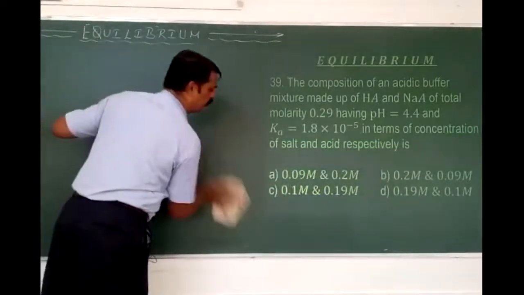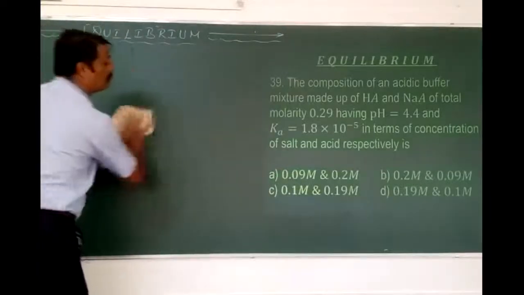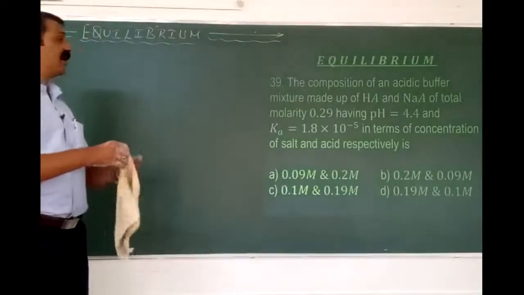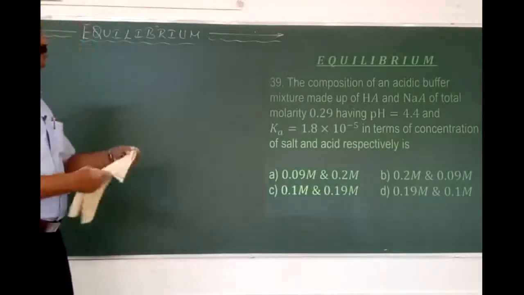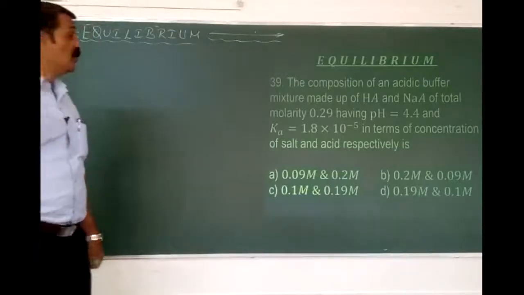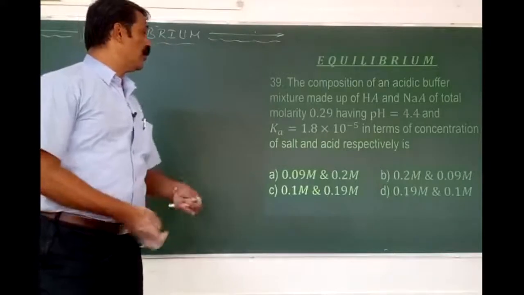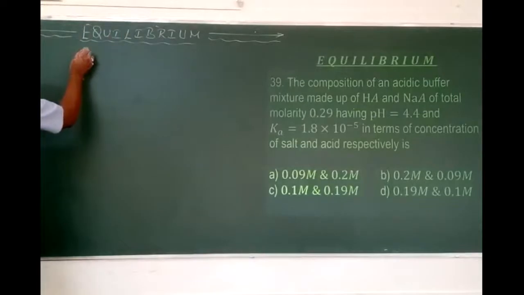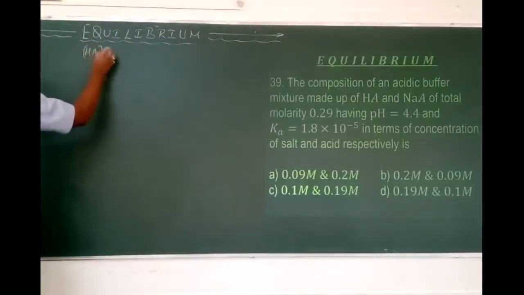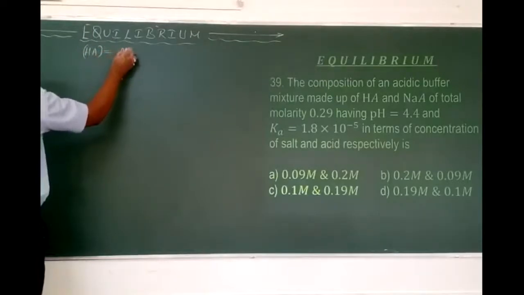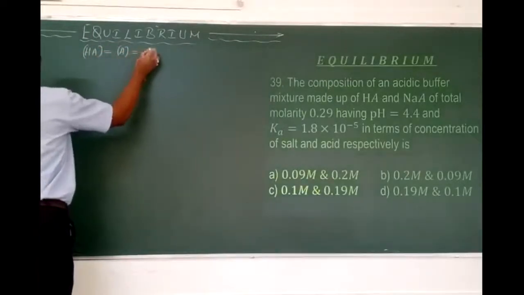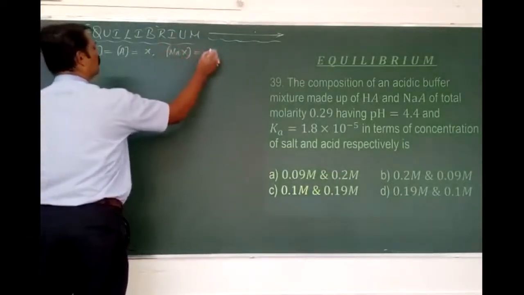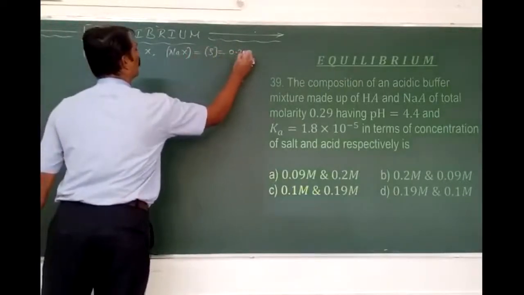What's the 39 here? The composition of an acidic buffer mixture of HA and NaX is found to be having the total molarity of 0.29, having a pH of how much? 4.4, and K is equal to 1.8 into 10 to the power of minus 5. Assume that HA is acid, let it be X. Then another one is NaX, that is found to be the salt. Let us found to be 0.29 minus X.